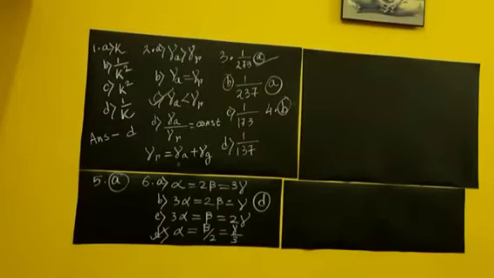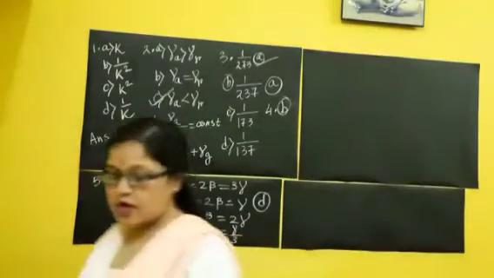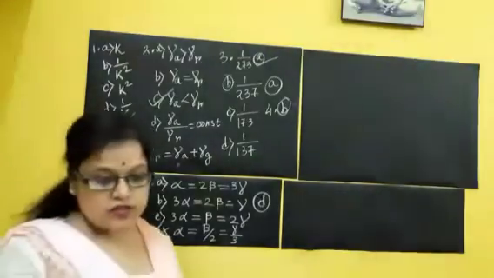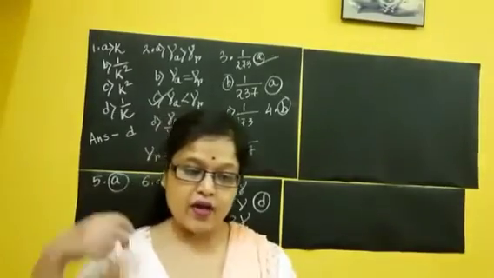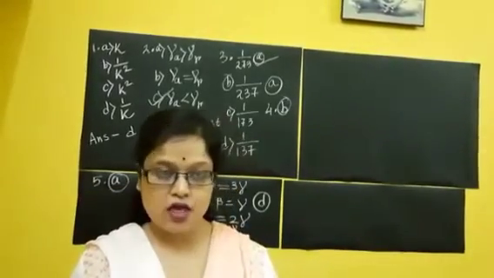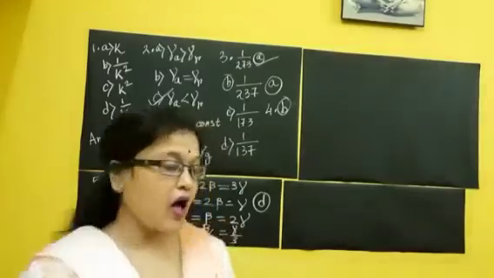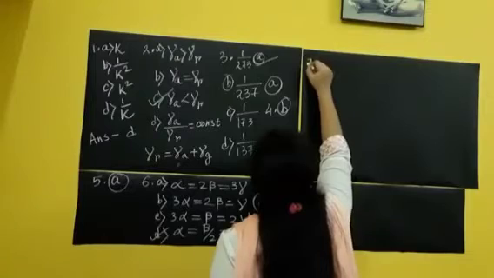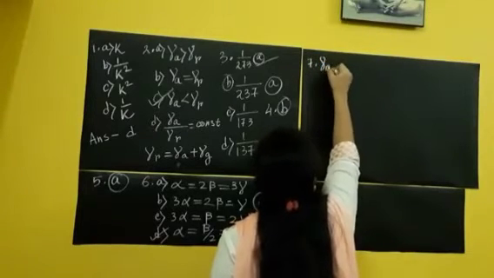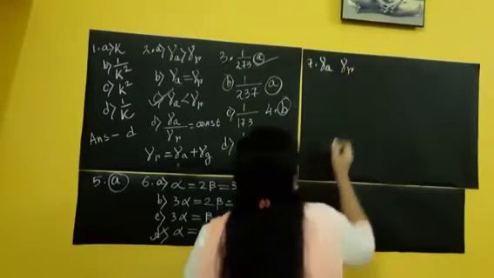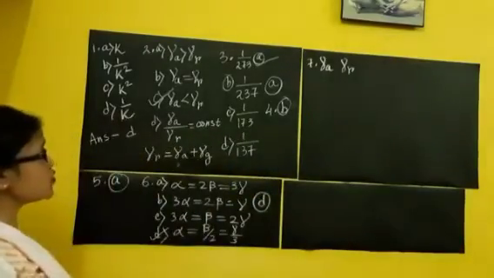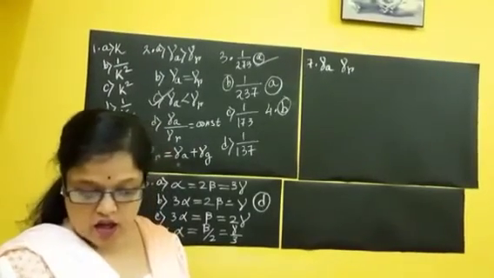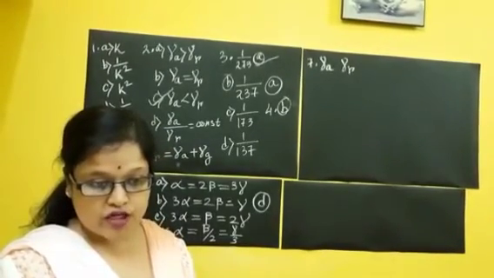Now coming to question number 7. In question number 7 it is given that the apparent and real expansion coefficients are gamma A and gamma R. Which of the following relations are true?